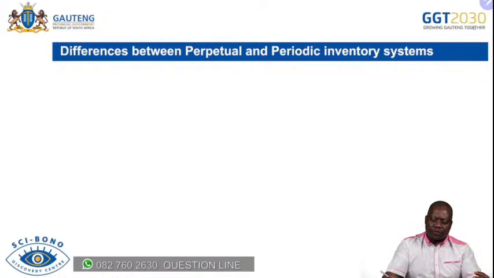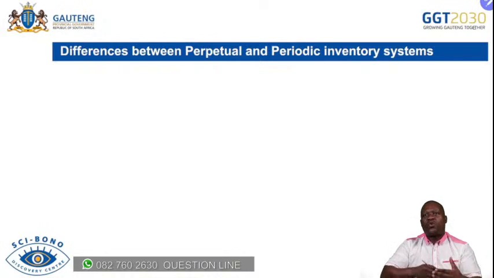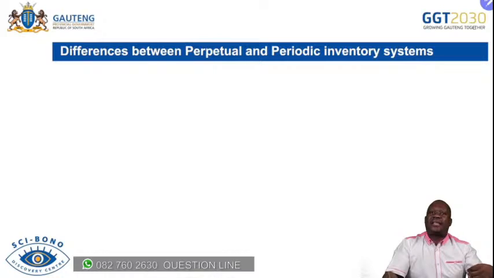Now, let's also look into the periodic inventory system. In this system, there is no continuous updating of records as there is movement of stock. The value of the stock on hand can only be ascertained at the end of the period, when we have done a physical stock count, and then we can find the value of the goods that we have in stock.